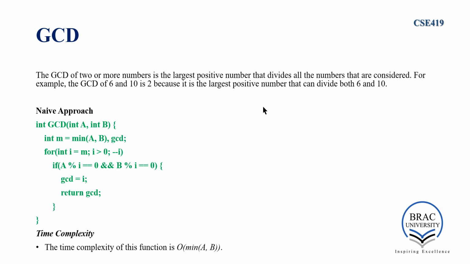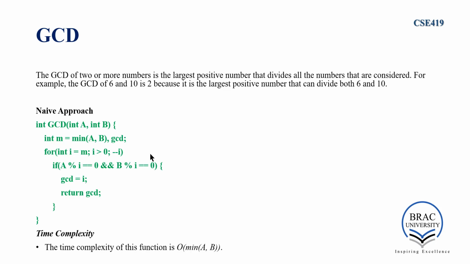So how to calculate this GCD? If I think about a brute force approach, we can use this one. First, I am writing a function which will return an int value, and in the parameters, I will take two integers and I will find out the GCD of these two. So, firstly, in case of 6 and 10, I have to find out the common divisor, right?